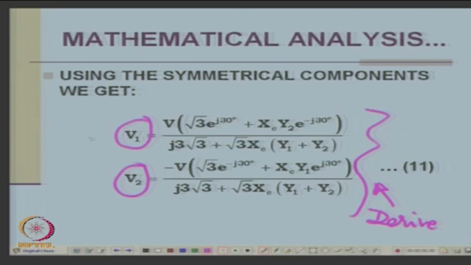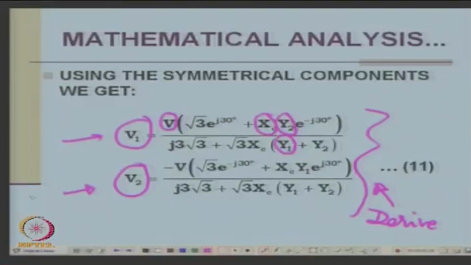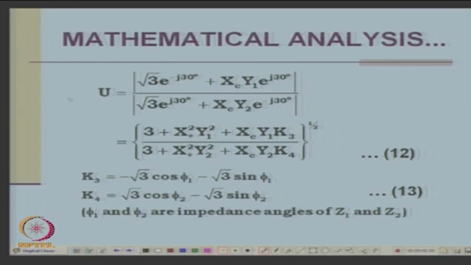So what you observe here is that V1 V2 is now a function of the applied voltage V and the capacitor XC and the impedances Y2 and Y1, is it not? Y2 Y1 again will depend upon the speed at which it is running. You know the equivalent circuit for Y1 Y2, it is nothing but 1 over Z1 and 1 over Z2, is it okay? Now you are able to estimate the positive and negative voltages V1 V2, then the same in 3 phase will be applied to the same motor, and then you estimate the performance. You can also find out the unbalance factor, which will not depend upon the V. It will depend upon the capacitance and Y1 Y2.